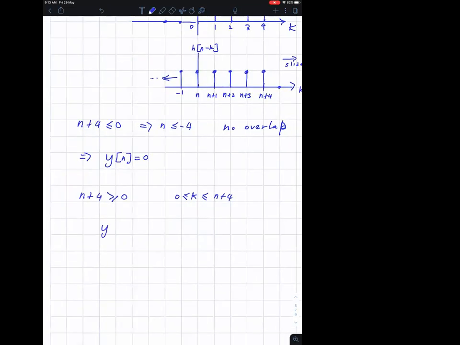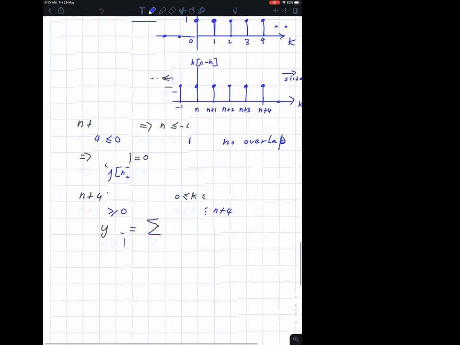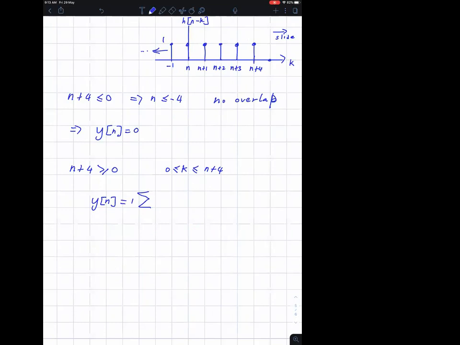Now signals are overlapping, therefore things are convolving, right? Both of them have an amplitude of 1. So 1 times 1 is always 1, so no problem. And then the lower limit: n is going from where? What is the lower limit? Lower limit is k equals n plus 4. Sorry, k is 0. Upper limit is n plus 4.